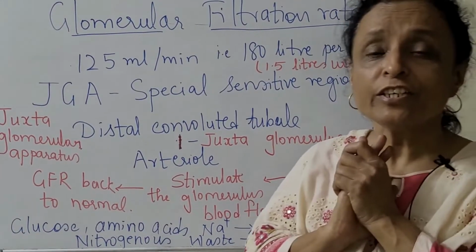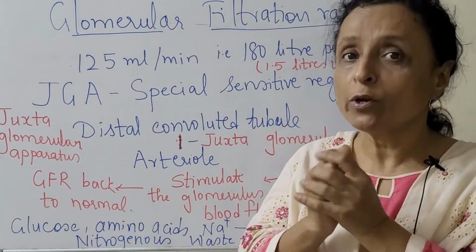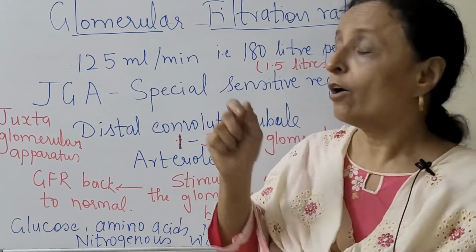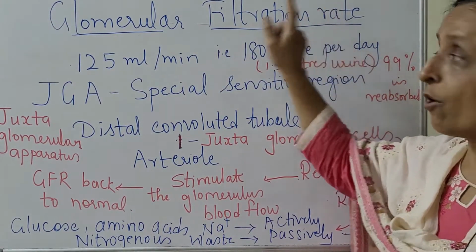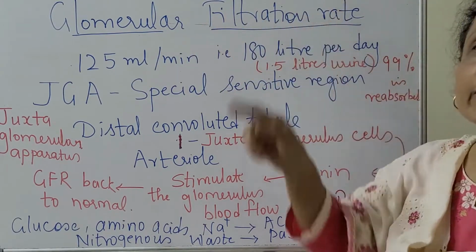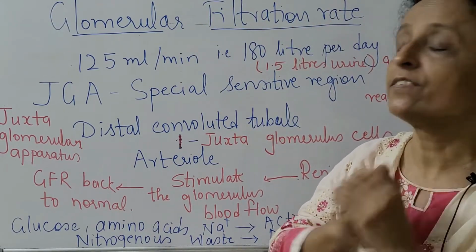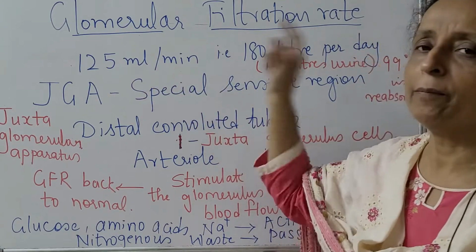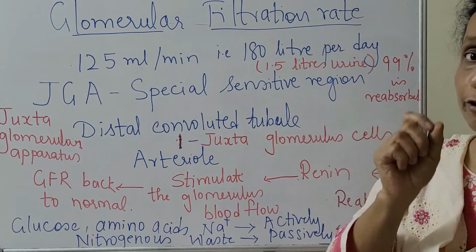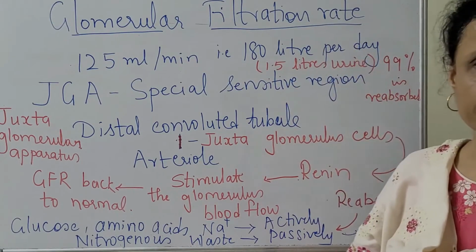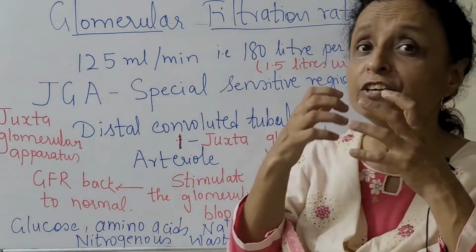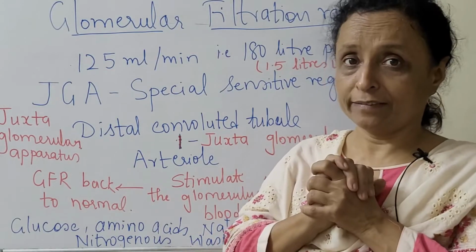Now the filtration takes place in the glomerulus. This glomerular filtration rate is maintained. How much is that? 125 ml per minute. And if you calculate in a day, it is 180 liters per day. The filtration rate is maintained.